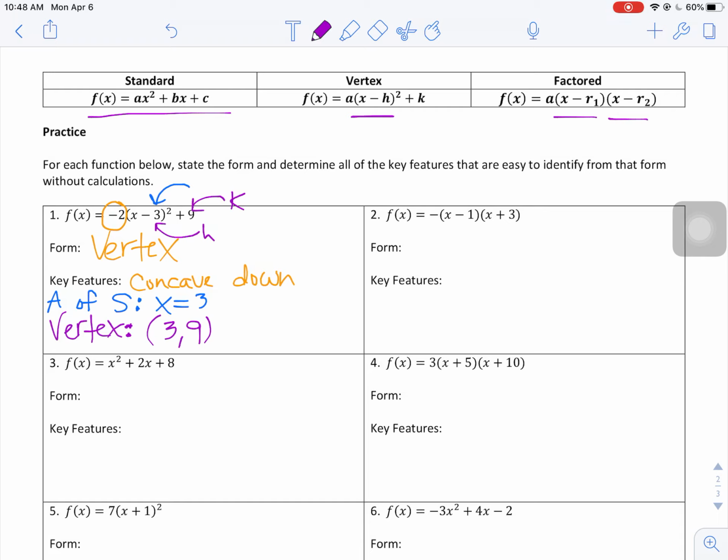All right, now that you've tried them, number 2, I see a trinomial that's already been factored. So this is factored form.